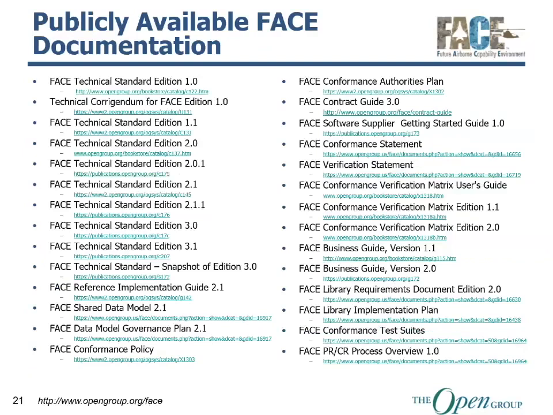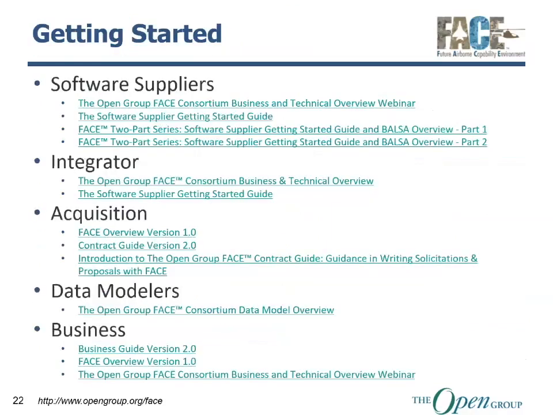We have been very busy over the last 10 years. We've released quite a few FACE documents for both the business and technical side. You can see the different revisions of the FACE technical standard, shared data model, data governance, conformance, getting started guides, verifications, business guides, the 3.0 is coming out here soon. So there's lots of publications. And if you want to learn about FACE, just download all these publications and begin to read them. I'm sure you'll figure it out in about 2 years. Or you can just get started. If you're a software supplier, we have listed out, and this is up on the website, documents that you should read to get started to understand what's going on from a software supplier, an integrator, an acquisition, data modeler, or business perspective.